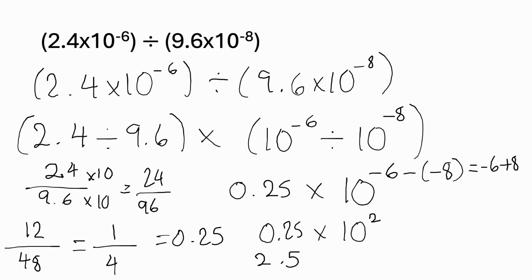But if we're going to turn that into 2.5, that means that we'd have to just times by 10 to the power of 1, essentially. Because 0.25 times 10 to the power of 2, if we move the decimal place 2 times to the right, we get 25. If we want to start from 2.5 to get to 25, we only need to times by 10 once.